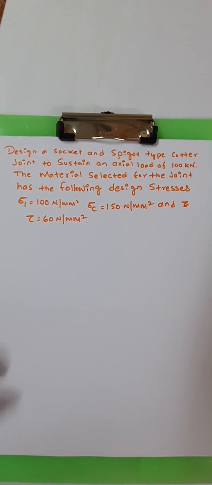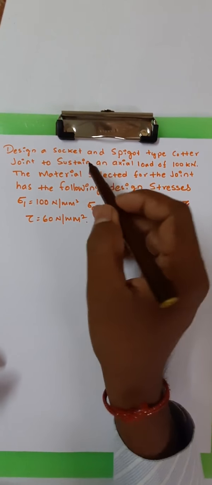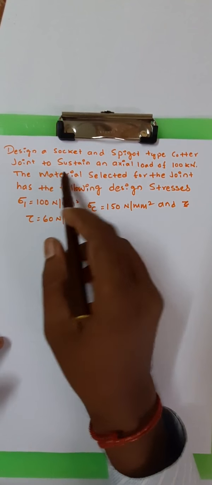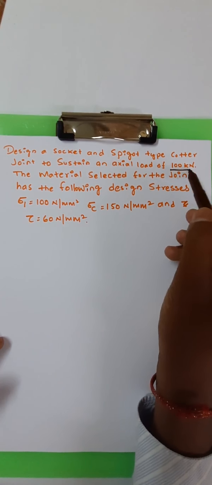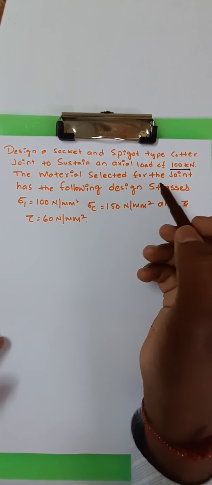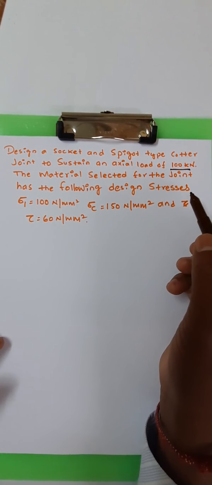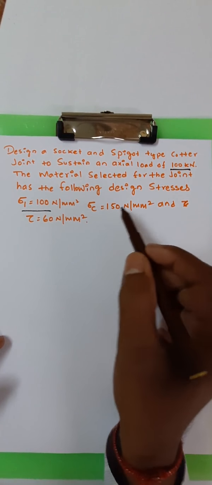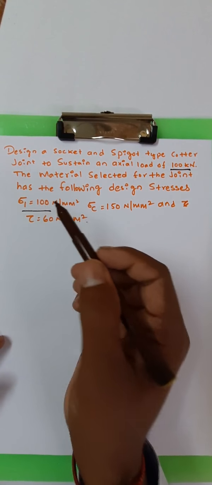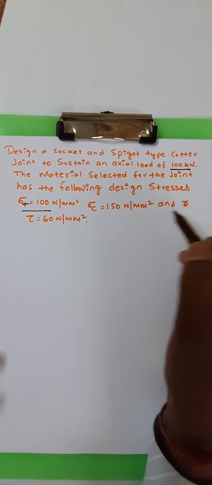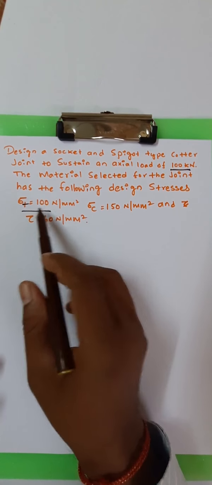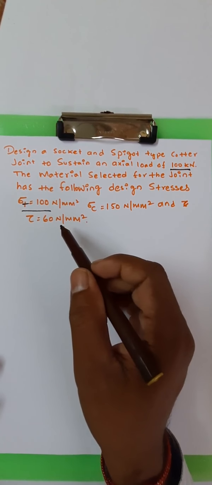The problem is: design a socket and spigot type cotter joint to sustain an axial load of 100 kN. The material selected for the joint has the following design stresses: sigma t is equal to 100 Newton per mm square, sigma c is equal to 150 Newton per mm square, and tau is equal to 60 Newton per mm square. So these are the tensile, crushing and shear stresses given in the problem.